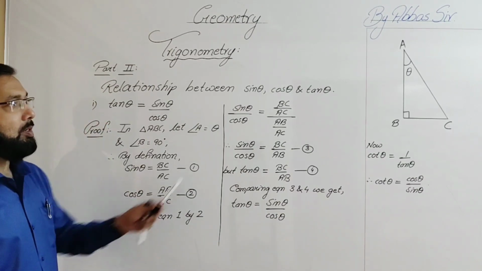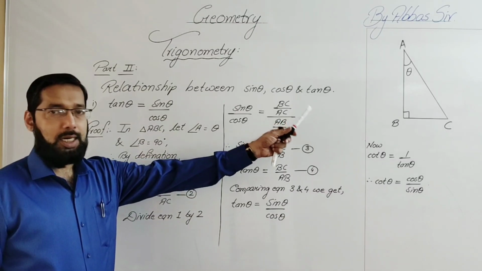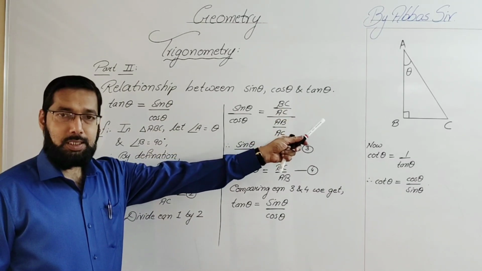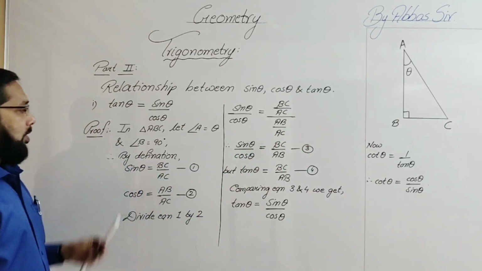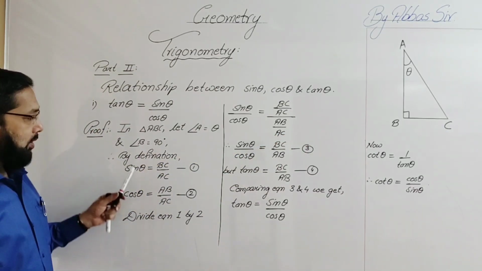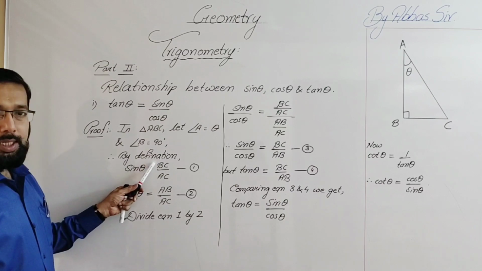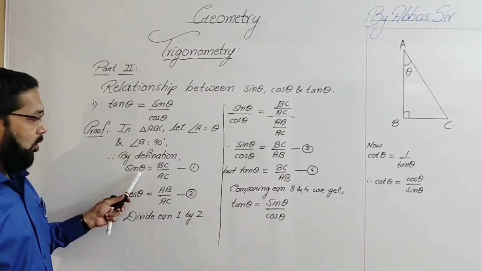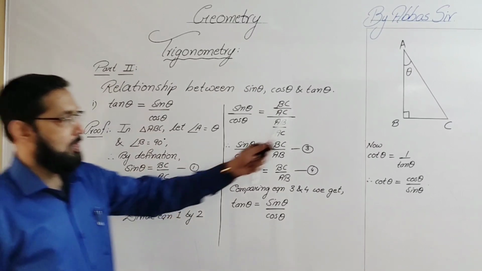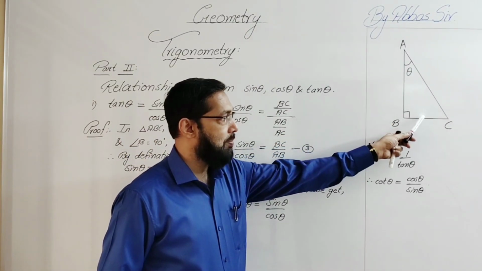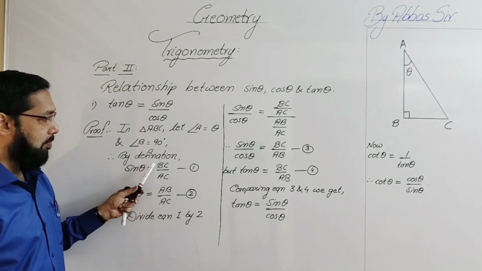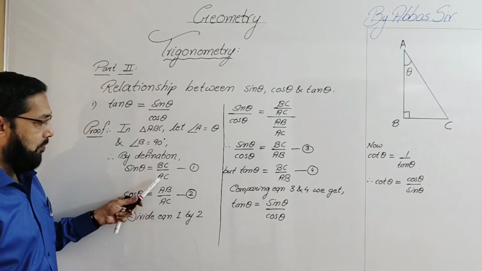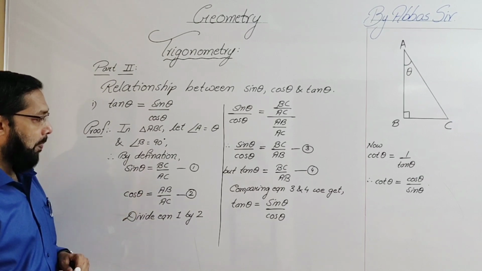To begin with, once again let us consider a right angle triangle in which angle A is theta and angle B is 90 as usual. Now by definition, we know sin theta is equal to opposite side upon hypotenuse. In our triangle ABC, the side opposite to theta is BC. Therefore, we have taken BC upon AC, as AC is the hypotenuse.